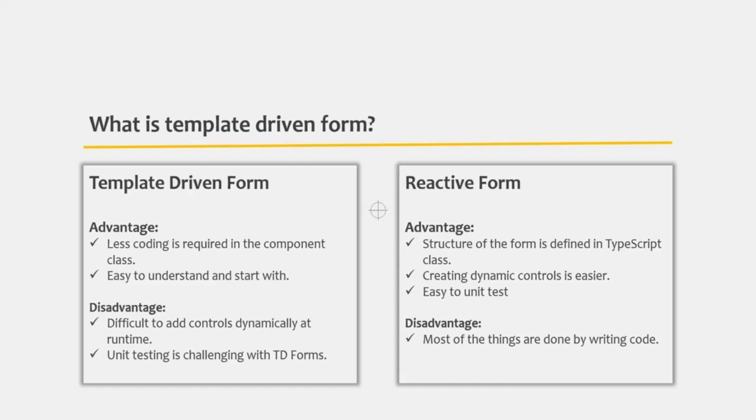In a template-driven form, we do most of the things like behavior or validation of the form in the template itself using directives or attributes on the form. Everything happens in the template and hence very little code is required in the component class. That's why it is called a template-driven form, because everything we are going to do is in the template itself, and we are going to write very little code.